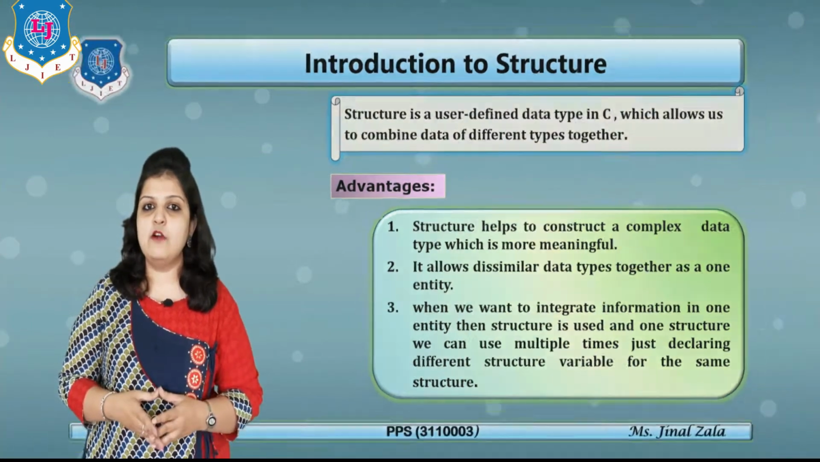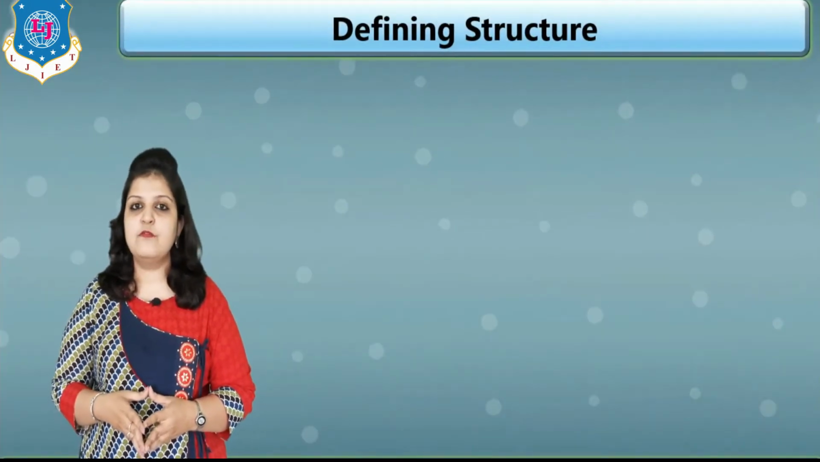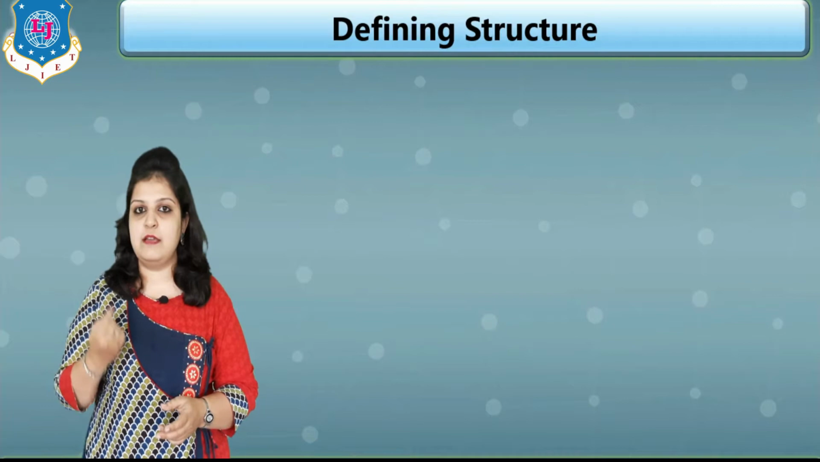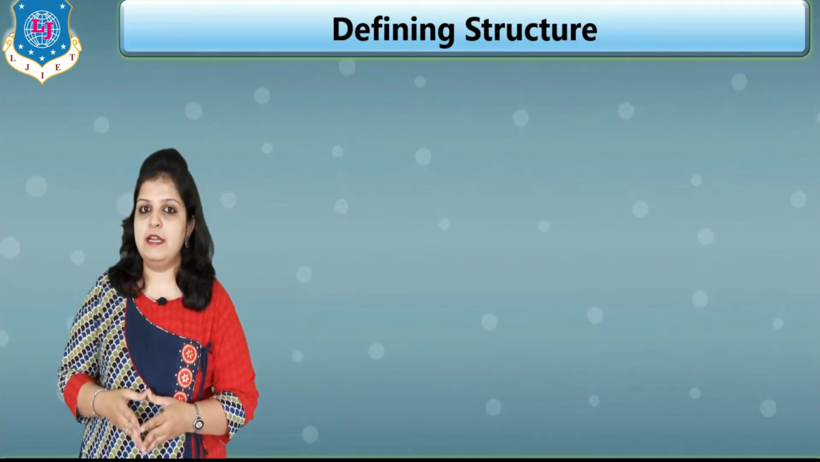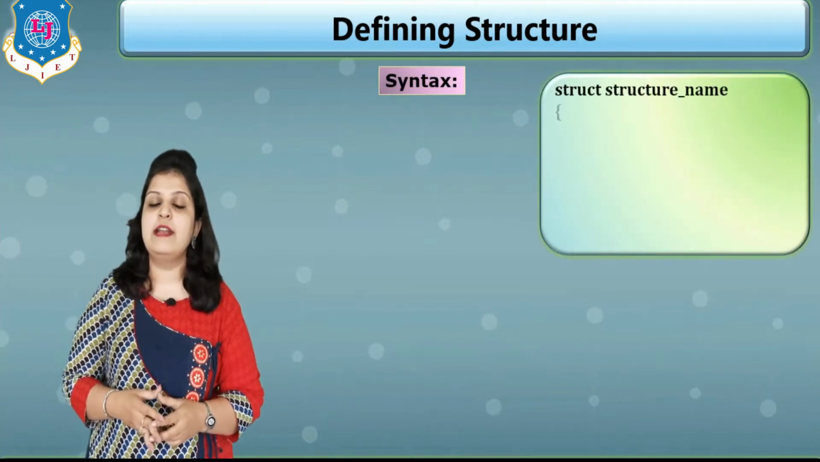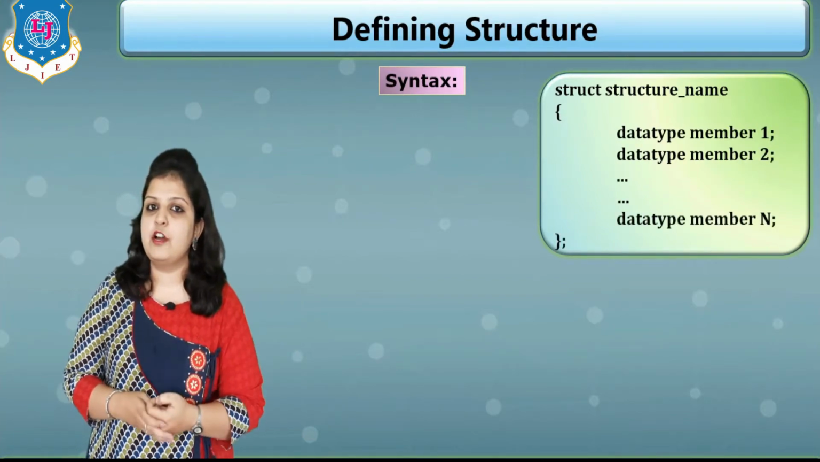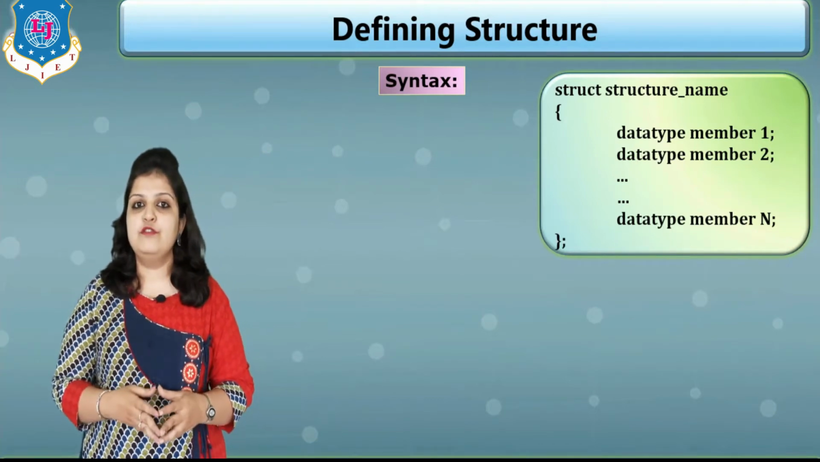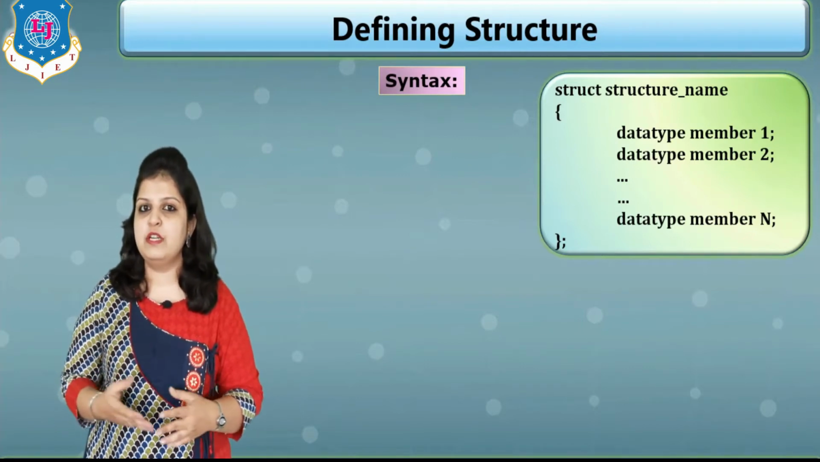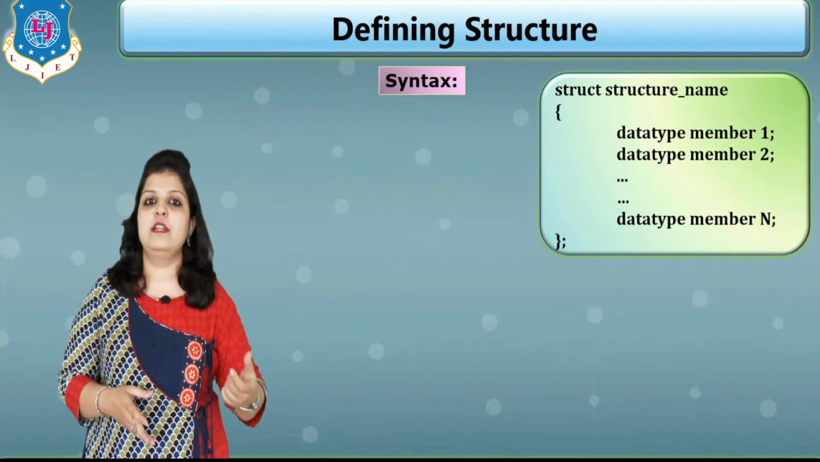Now let's see how we can define our structure and declare our structure variable. When you want to build a program using structure, our very first step is to define the structure. How can we define our structure? Just see the syntax here. First of all, write the keyword struct. Then after that you have to write your structure name. If you want to store the data of student information like student name, student roll number, student address, etc., then you can create one structure of student information.